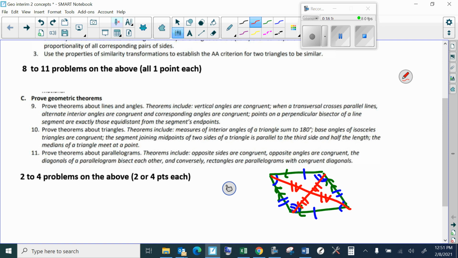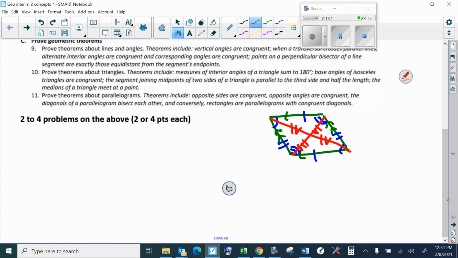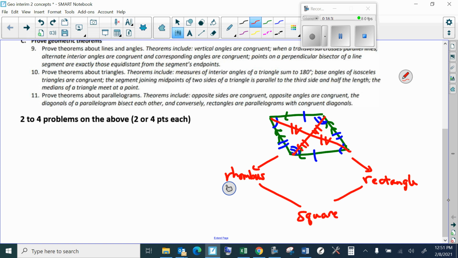Below the parallelogram, we have rectangle over here, rhombus over here, in the quadrilateral hierarchy theorem that I've given you. Then you put those two together and you get square at the bottom. Okay, it's going to be these ones that they mainly focus on. So you want to make sure you have that.